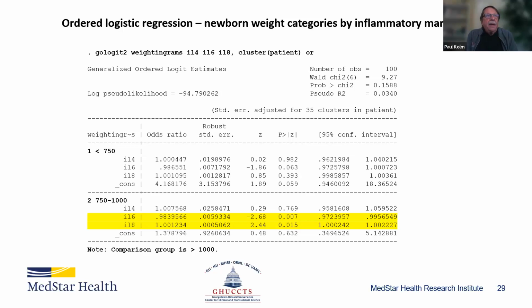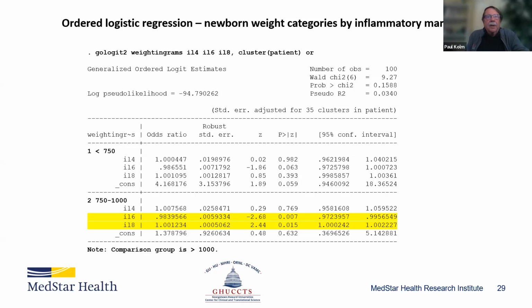But be that as it may, we have categories of less than 750, 750 to 1,000, and then greater than 1,000 grams. And in this case, you see that the comparison group, we've made the greater than 1,000 grams. And so nothing is really significant as far as less than 750, but in the 750 to 1,000, we have some that are statistically significant. In particular, IL-6 and IL-8.